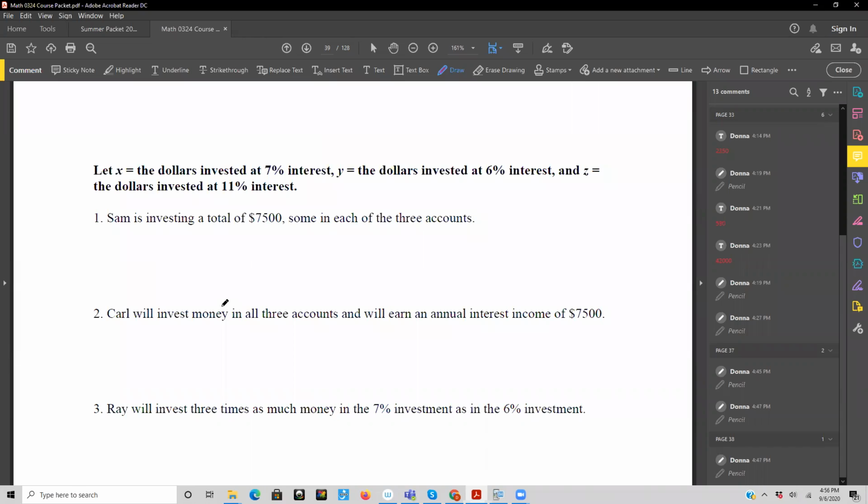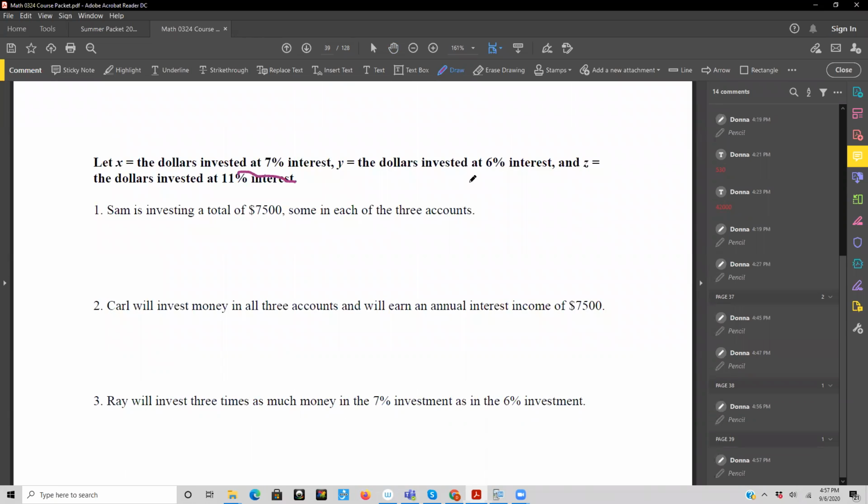All right, let's do some investment problems. All right, let X equal the dollars invested at 7% interest. Y equals the dollars invested at 6% interest. And Z equals the dollars invested at 11%. Okay. Sam is investing a total of $7,500, some in each of the 3 accounts. So since these are just money, it has nothing to do with the interest. The total money is just X plus Y plus Z, right? Because that's the dollars invested. All right. So I know that 7,500 equals X plus Y plus Z.